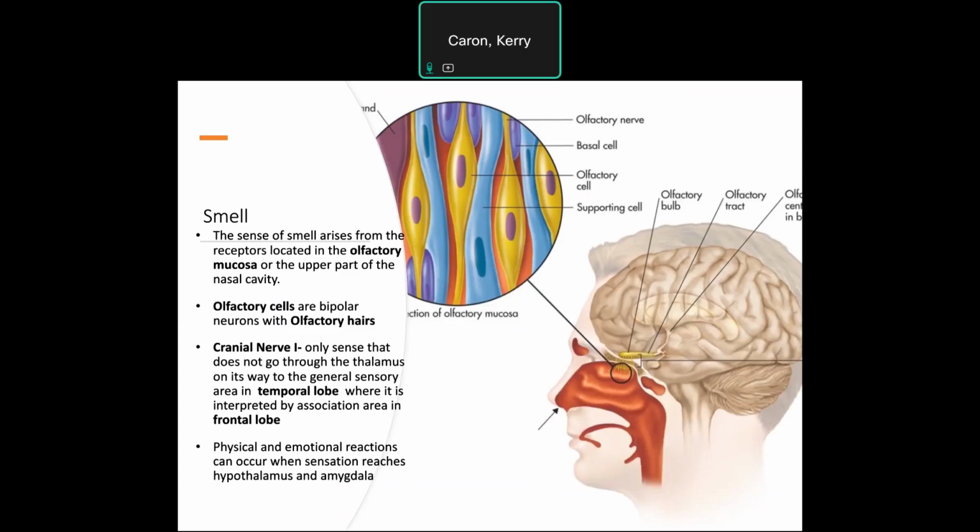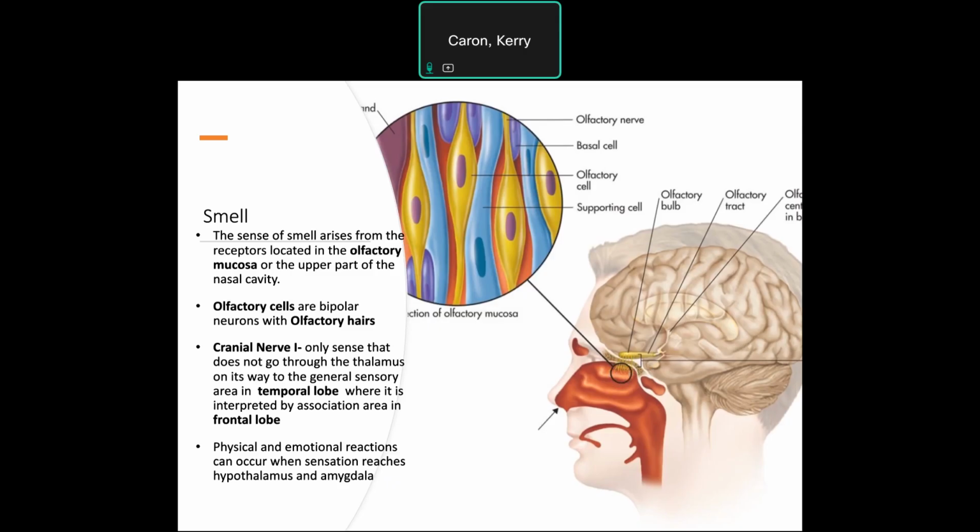Sense of smell. Your sense of smell arises from the olfactory mucosa in the upper part of your nasal cavity. So if you have your nose and your nasal cavity here, you have olfactory mucosa with olfactory cells and olfactory hairs working to operate your sense of smell. And these are bipolar neurons. You see the hairs here. We've got an olfactory bulb, an olfactory tract here with olfactory cells. And that is cranial nerve number 1.